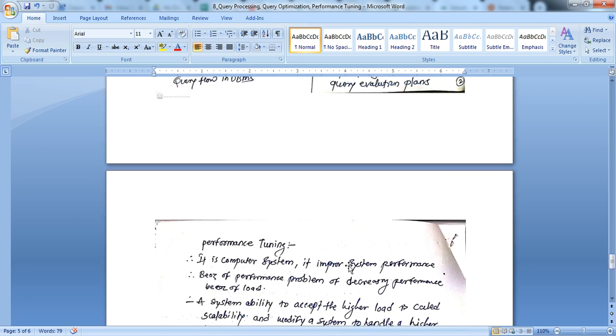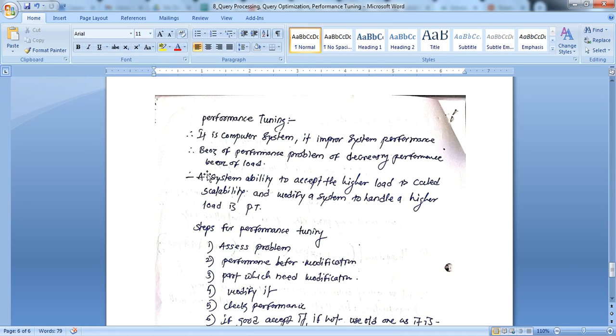Now the last point: what is performance tuning? It concerns a computer system. Performance tuning is a method which improves the system performance if the performance is decreasing because of load. It verifies that process.